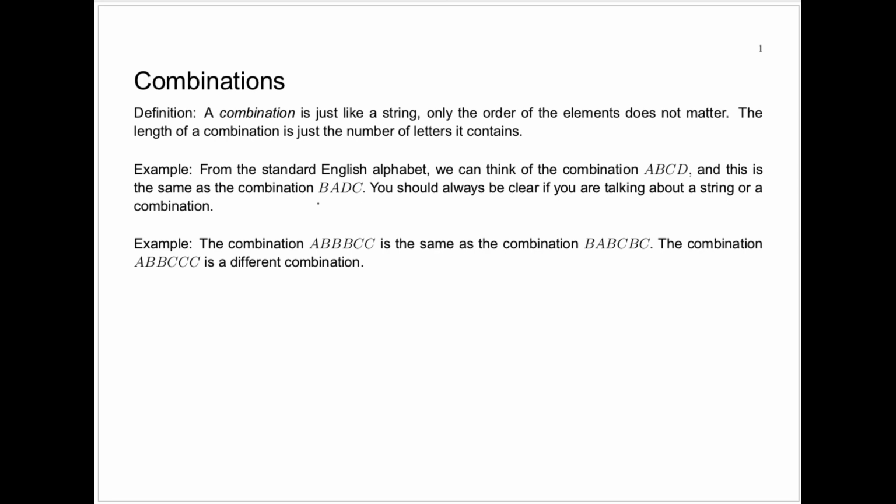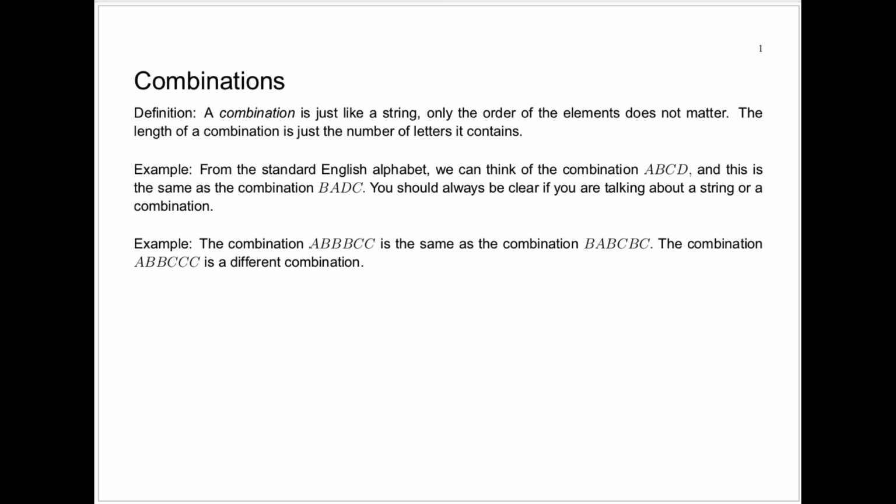When we're talking about a combination, their order makes no difference. So when you write down something like A, B, C, D, you should be clear if you're talking about that as a string, in which case the order does make a difference, or if you're talking about it as a combination, in which case the order does not matter.